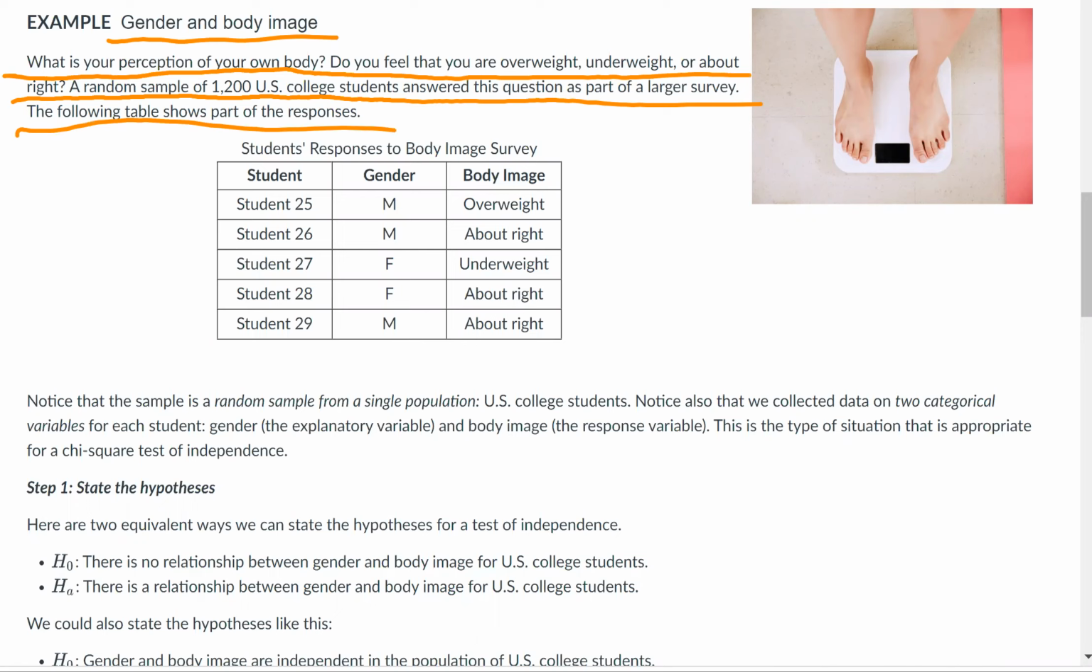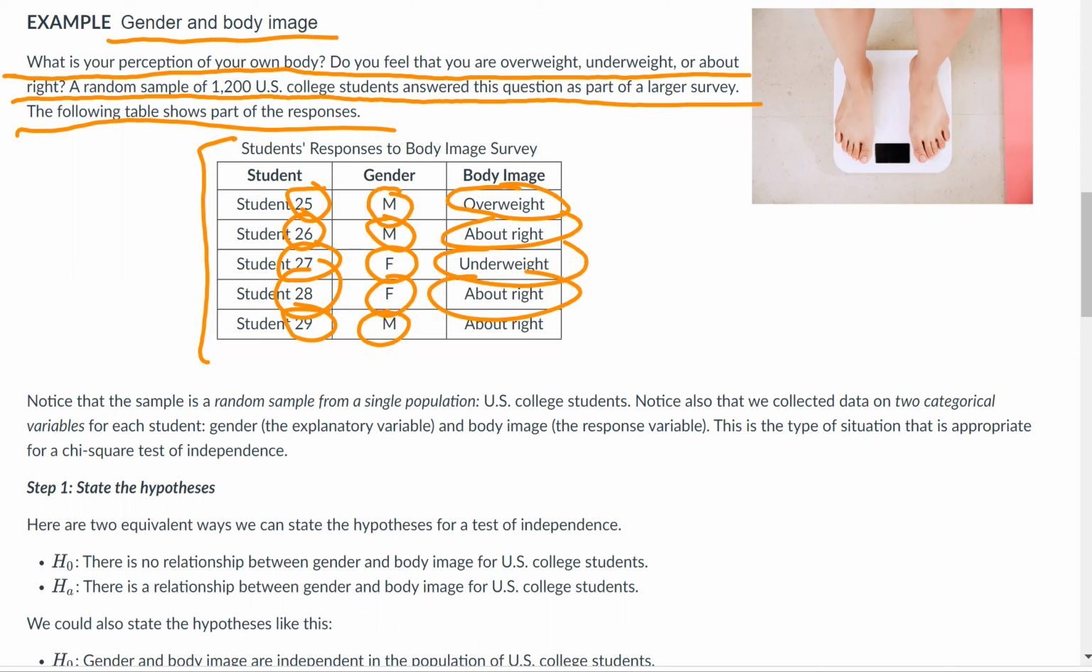I think we saw the study in a previous module quite a while back. This is only part of the responses. We're only looking at students 25, 26, 27, 28, 29. That's only 5 people, but I think there were more in the original study. The second column says what gender they were, M for male, F for female. The third column is how they feel their body image looks: overweight, about right, or underweight.